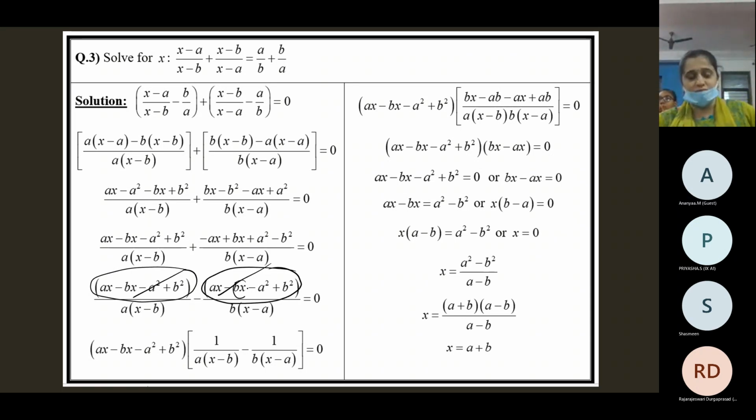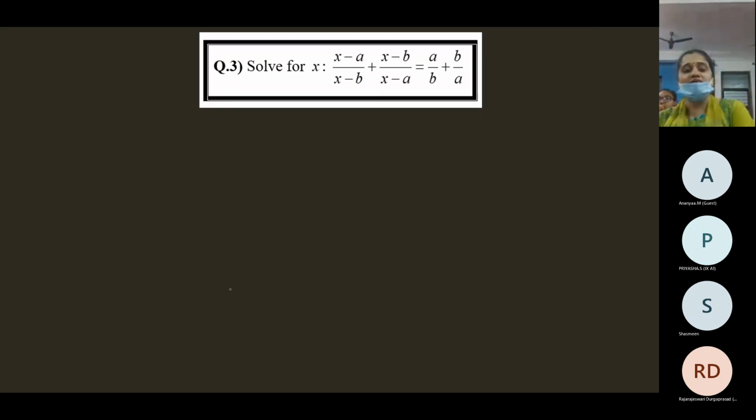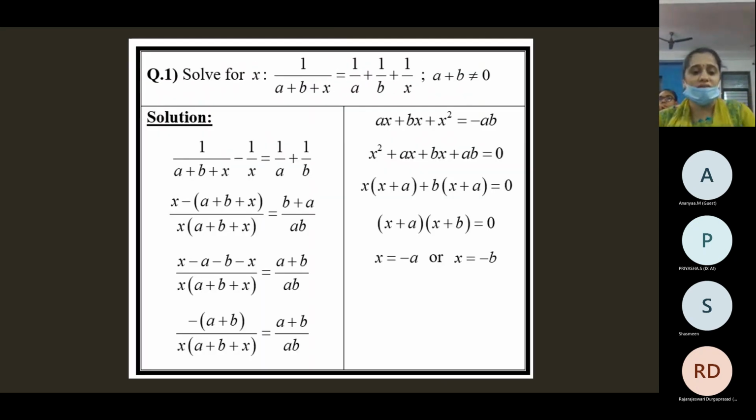See here, when we cancelled, it was only a plus b. There was no x factor in it. Then you can cancel. Here, there is no x in the first one when we cancelled, a plus b and a plus b.